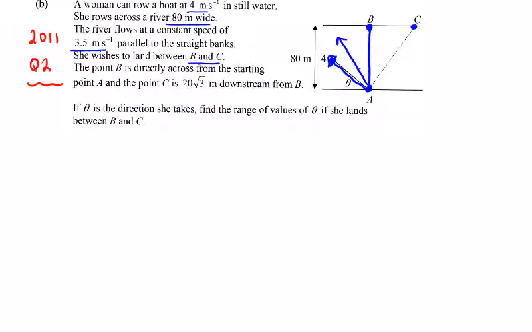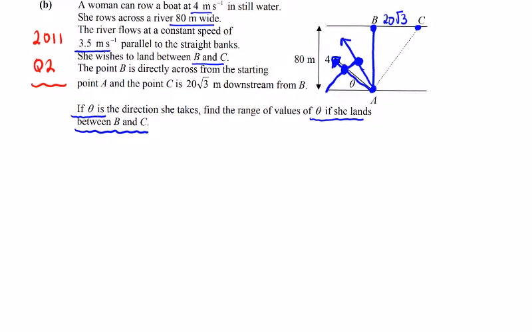So we're looking for this angle in here. This range of values is from this point to this point, the range of values that will allow the boat to finally get between B and C. And B is 20 root 3 from C. So if theta is the direction she takes, find the range of values to land between B and C.